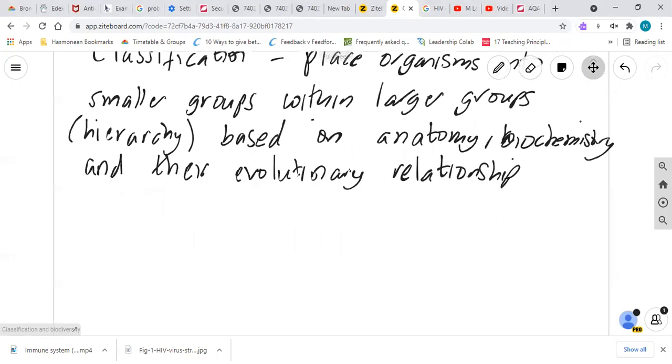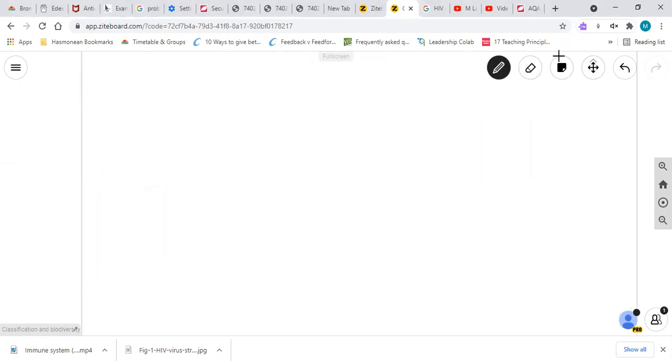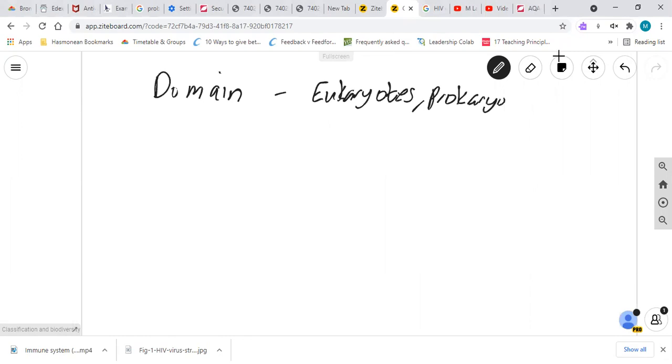Now, in terms of classification, you learned this at GCSE, and it goes in the same order as before. So first of all, we have the domain. Those are the largest, and there are 3 domains that we know from GCSE. So we've got our eukaryotes, our prokaryotes, and our archaea, which are our true bacteria. We then have our kingdoms. You don't need to know all the kingdoms, but I would expect you to know animals, plants, and fungi.